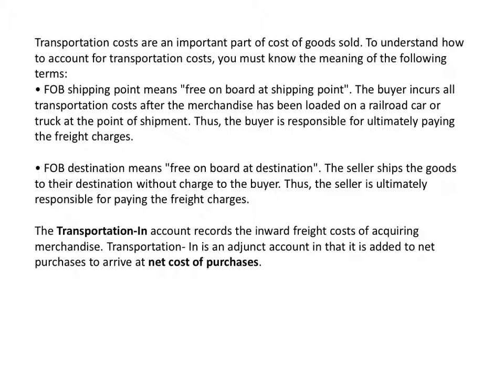If, on the other hand, my invoice says FOB destination, that means the seller will pay for the transportation of those goods to my back door. But he's not doing that for nothing. He's built that into the cost of the items he sold. So if it's free on board shipping point, then I have to have an additional account called transportation in, in which I record the freight costs that I incurred for acquiring merchandise. This transportation in is an additional account that is added to the net purchases to arrive at the net cost of purchases.